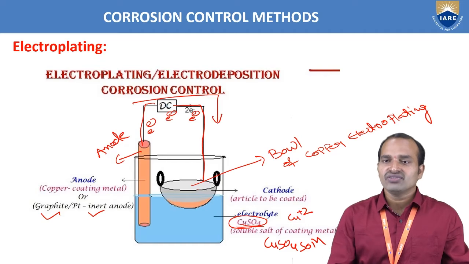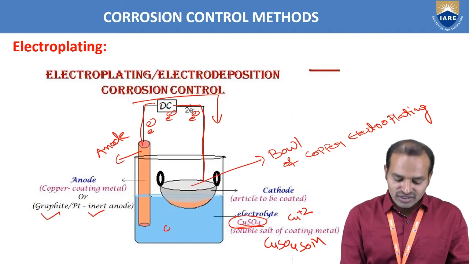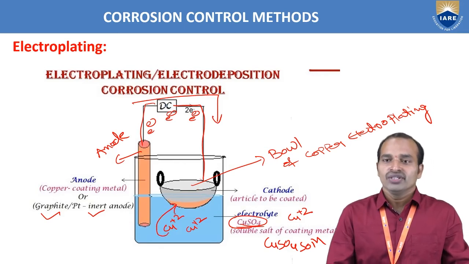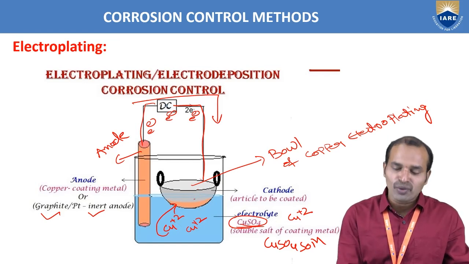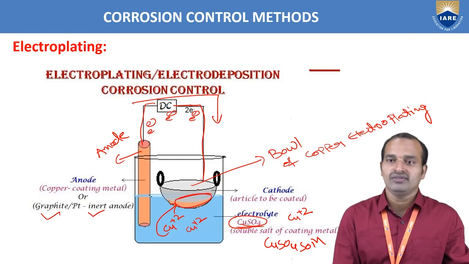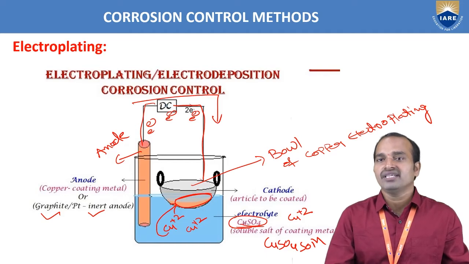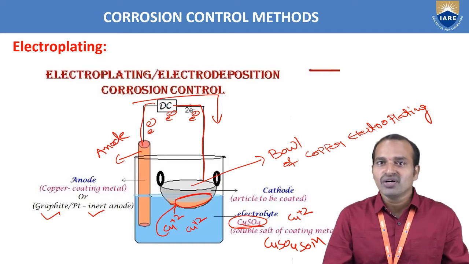When electrons flow from anode to cathode, the electrolyte solution contains the Cu2+ ions. So these Cu2+ ions migrate towards the bowl. When direct current is applied, the Cu2+ ions are deposited on the bowl. Now that bowl is copper electroplated. So this process is called the electroplating process.